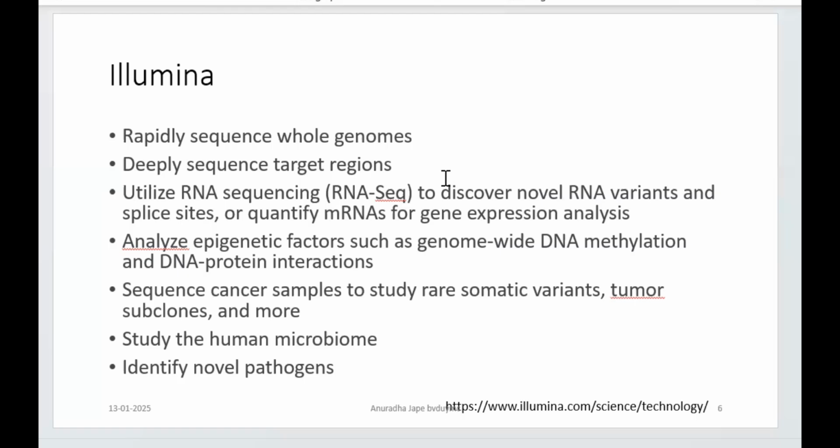It can be utilized in diagnostics, for example to sequence cancer samples, where you can find out rare somatic variants, or in the sequence of the genes which are responsible for cancer development, right? Human microbiome, identify novel pathogens, so on and so forth are the diverse applications of this technology. Of course, any sequencing can do that, but the limitations are the length that can be sequenced in one flow, the rate or speed or rapidity of the method, and the cost. So when it comes to Illumina, all these things are taken care of, and you have a high throughput method.